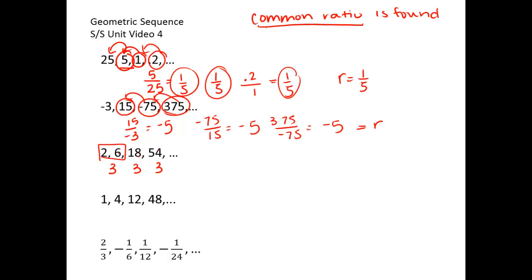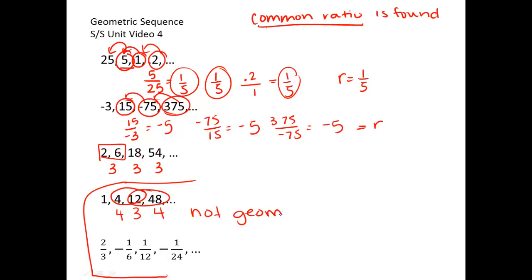We will find sequences that appear to start geometric but then end up not being geometric, in which case we cannot use these formulas. So take a look at these last two. 4 divided by 1 is 4, but 36 divided by 4 is 9, and 48 divided by 12 is 4. So this is not geometric. I cannot find a common ratio here. I'm done with that problem. I would not be able to write an explicit formula, and I would not be able to use it for anything else.